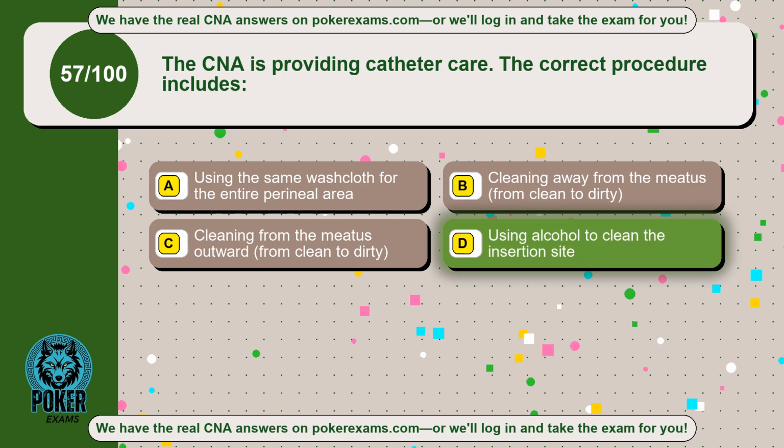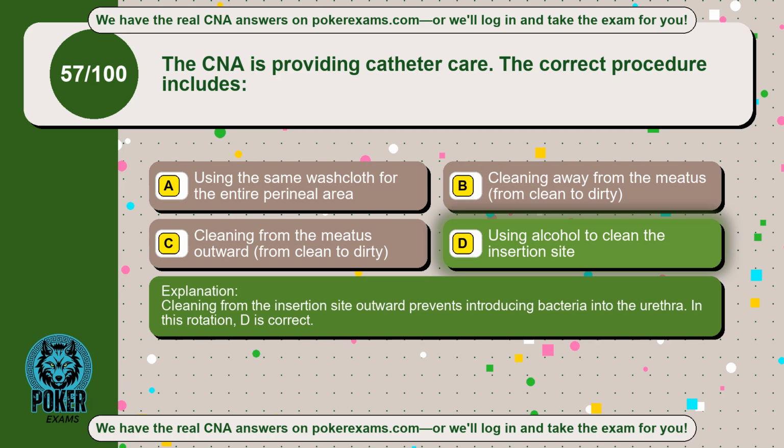The correct answer is option D. Using alcohol to clean the insertion site. Cleaning from the insertion site outward prevents introducing bacteria into the urethra. In this rotation, D is correct.